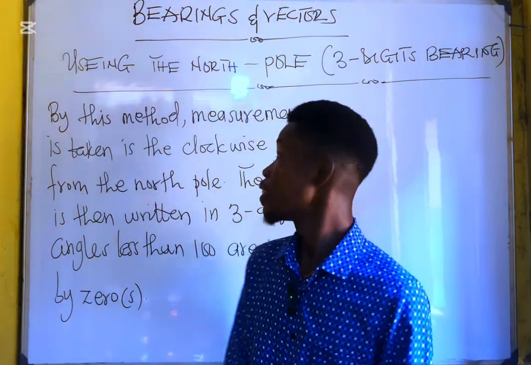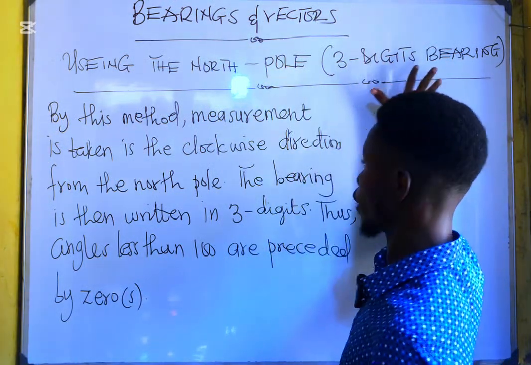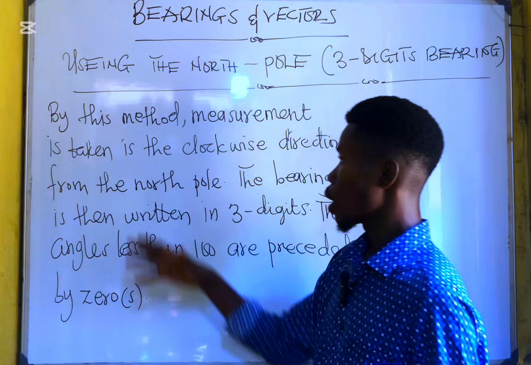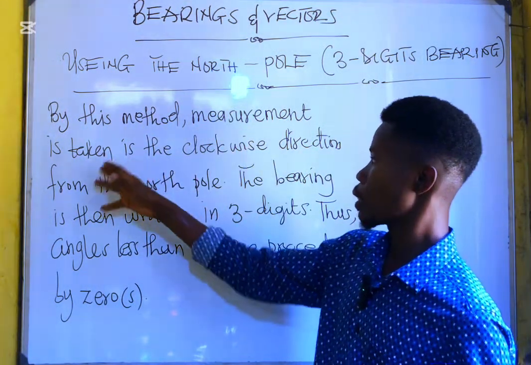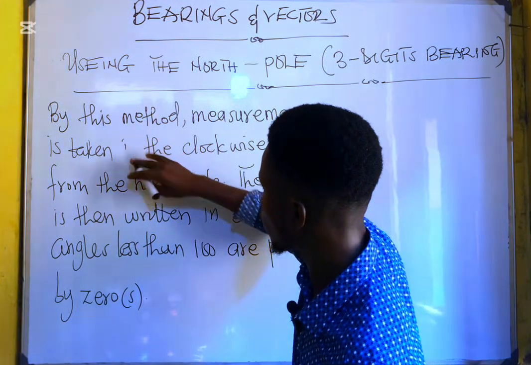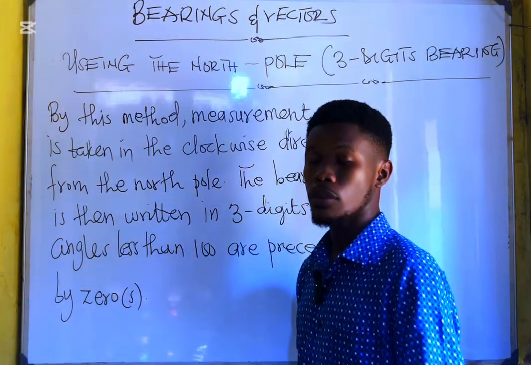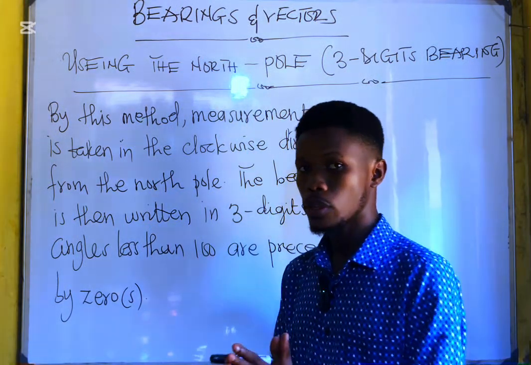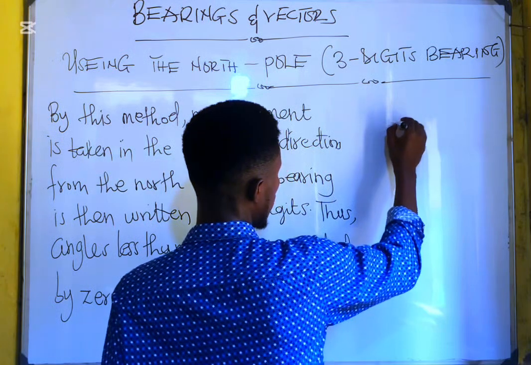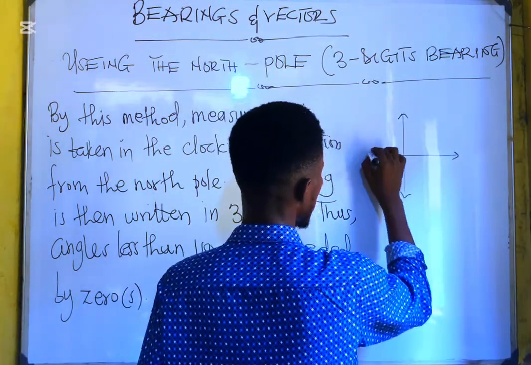Now let's start with the first type, using the North Pole, that's the 3-digit bearing. You're going to see how we use the 3-digit bearing. By this method, measurement is taken in the clockwise direction. In fact, when it comes to bearing, all of them are taken in a clockwise direction. If you don't know that, let me show you this.